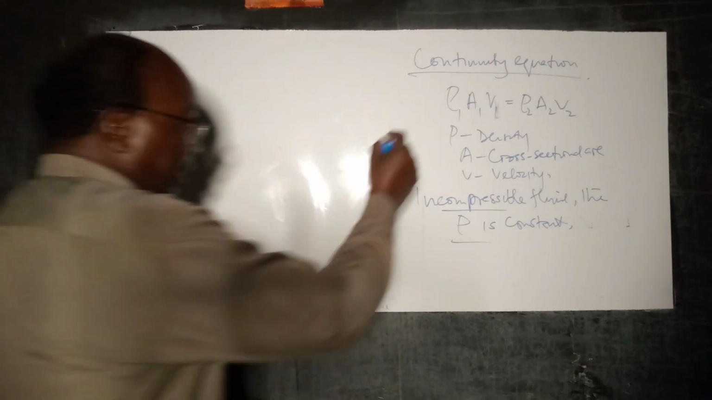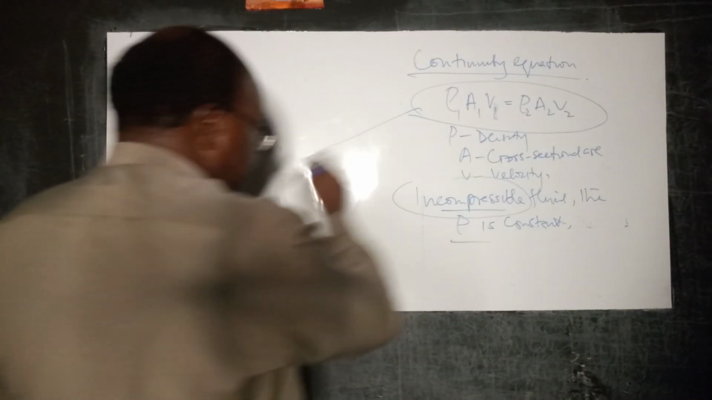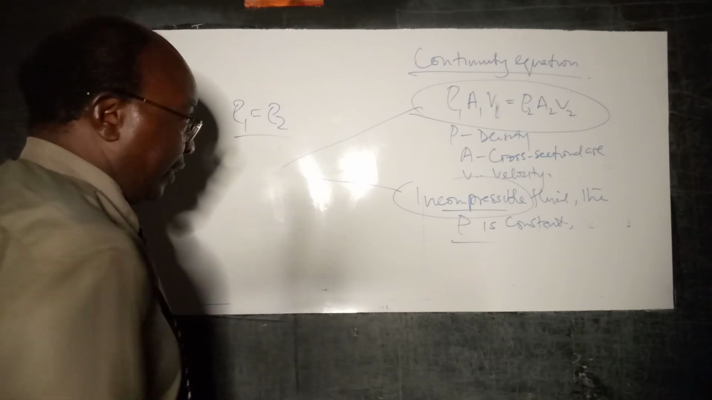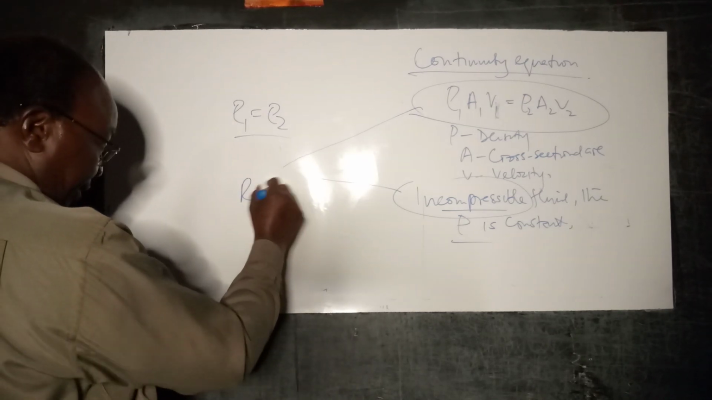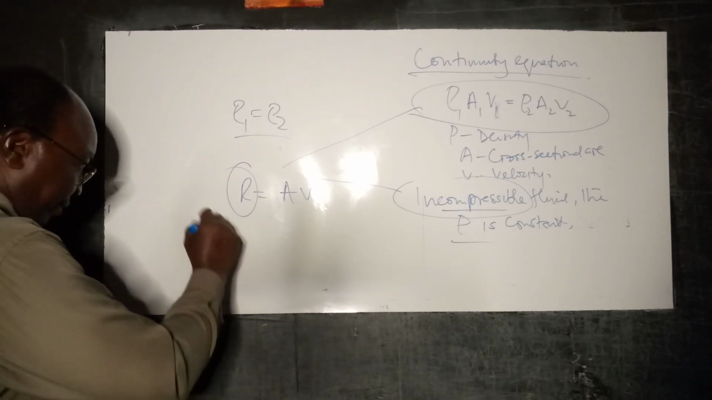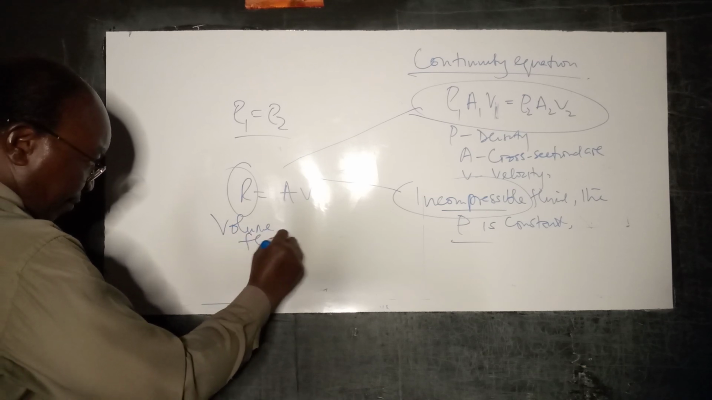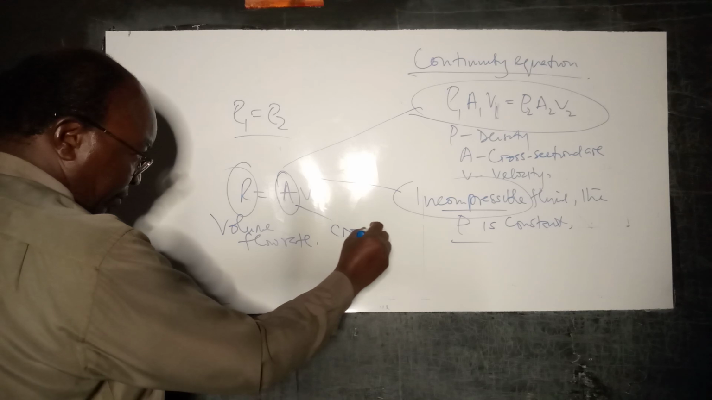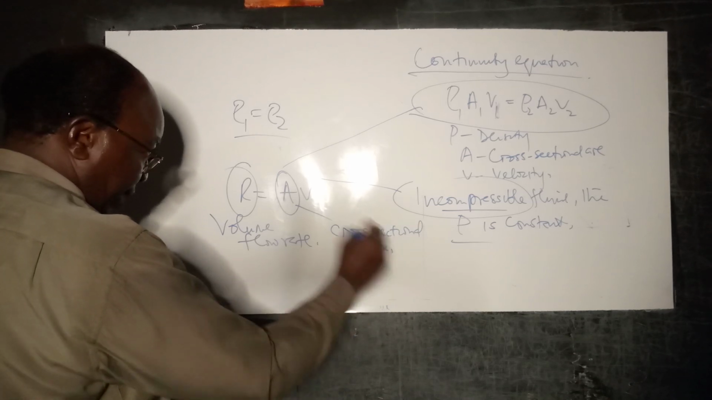All it means is that if it's incompressible, then rho 1 is equal to rho 2, that's the density. So we can say that Q is A times V. And what is that? That is the volumetric flow rate, with A the cross-sectional area and V the velocity, the speed.